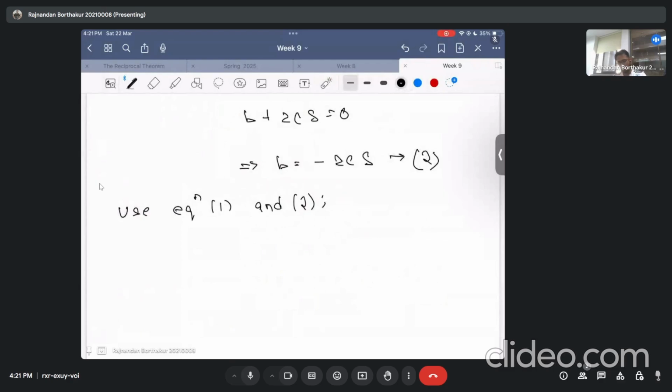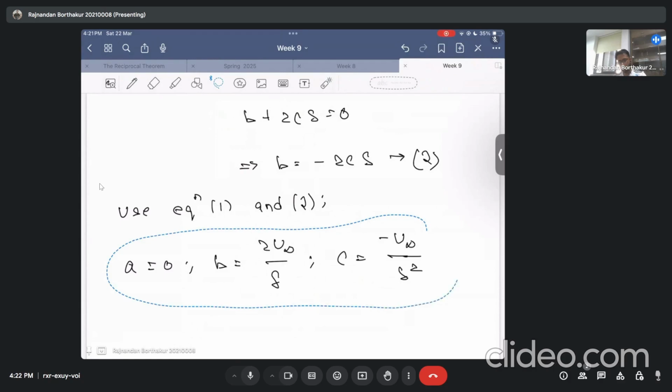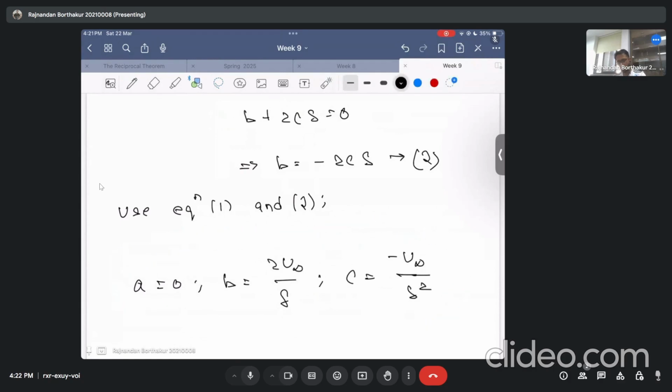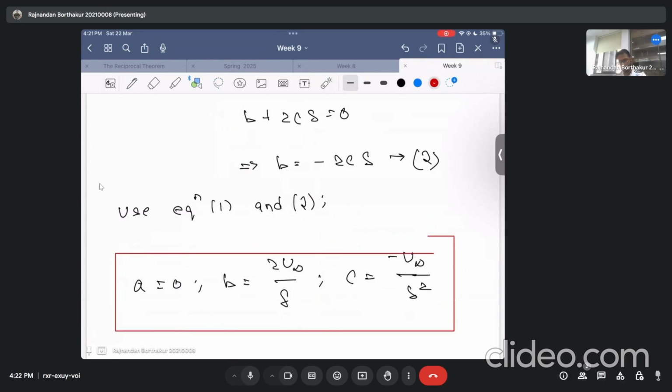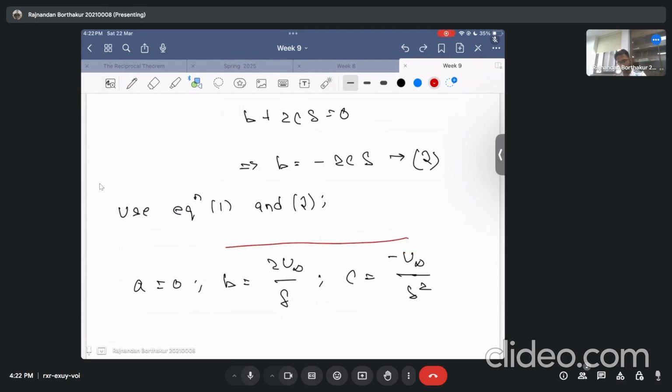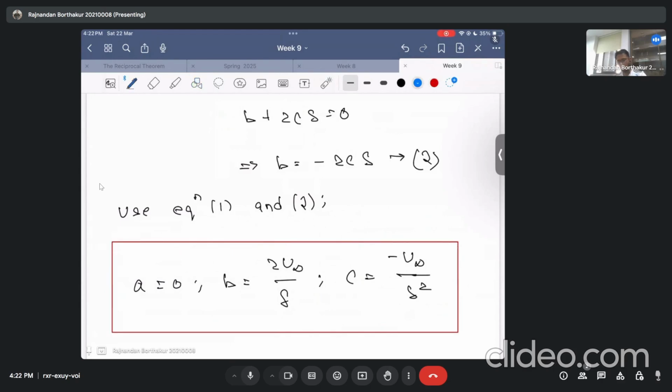That's it. So if you do the math, you will see that your a indeed is 0, that we already evaluated. Your b comes out to be equal to minus 2 u infinity by delta, and your c comes out to be equal to minus u infinity by delta squared. So this is what the unknown constants come out to be. I hope you are with me on this so far.